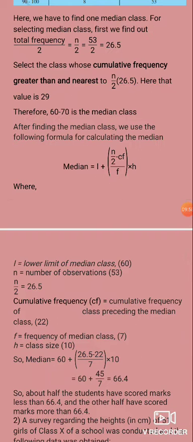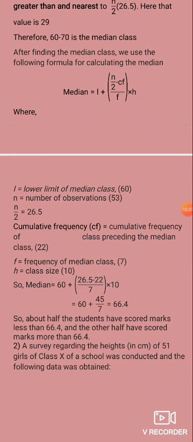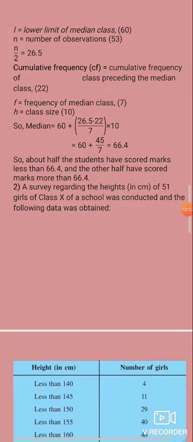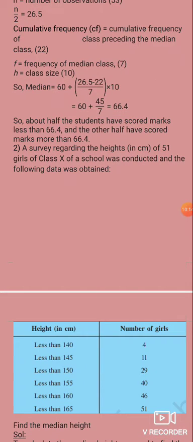Now the second question. A survey regarding the heights in centimeters of 51 girls of class 10 of a school was conducted and the following data was obtained. Listen carefully to this table. This one is a cumulative frequency table. What type of cumulative frequency? Yes, it is a less than cumulative frequency table. We need to find the median height. To find the median height, we want the lower limit of the median class and also the frequency f. But this is a cumulative frequency table only.